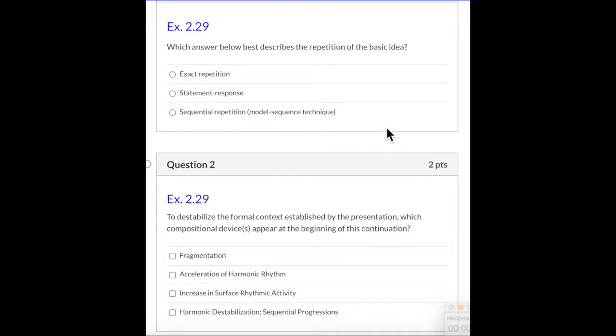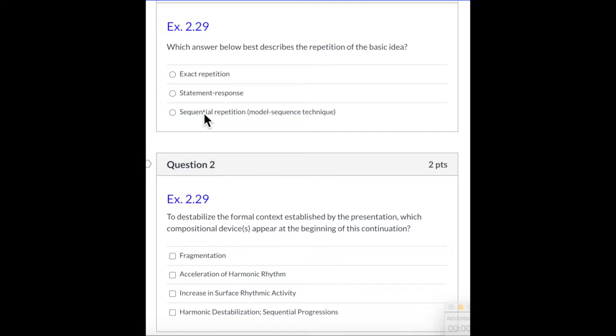The first of the three questions about each example asks about the repetition of the basic idea. Is it exact or close enough to be considered exact? Is it statement response? Remember that statement response is when the first basic idea is harmonized essentially with tonic harmonies, the second is harmonized with dominant harmonies. And the third is sequential repetition or model sequence technique. This is a harmonic sequence in the repetition of the basic idea.